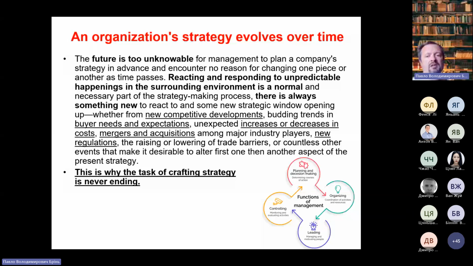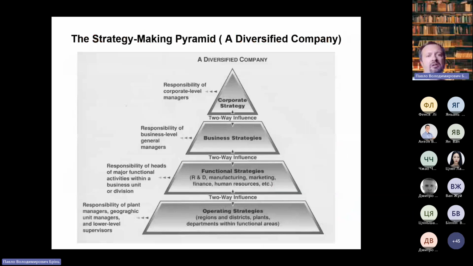So, by this short speech, I tried to explain the main topic: the task of crafting strategy is never ending. It is a process, not a task where you write the strategy, put this document on a shelf, and forget about it. You have to review and revise your strategy again and again. And a strategy must be crafted at 4 different levels. Speaking a little bit forward, our subject is all about the corporate strategy.